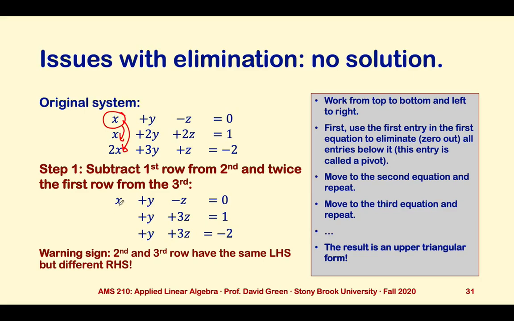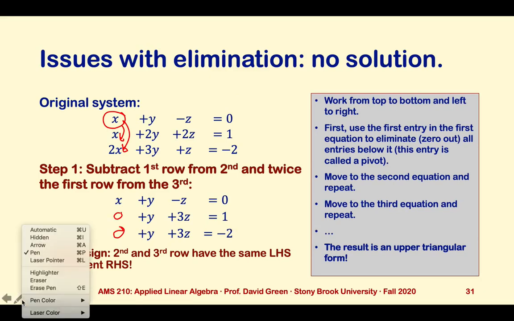x minus x gives 0. 2y minus y gives y. 2z minus z gives 3z. 1 minus 0 gives 1. 2x minus 2x gives 0. 3y minus 2y gives y. z minus negative 2z gives plus 3z. Negative 2 minus 0 gives negative 2.